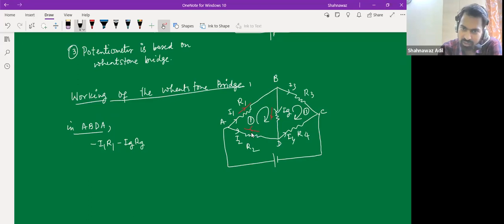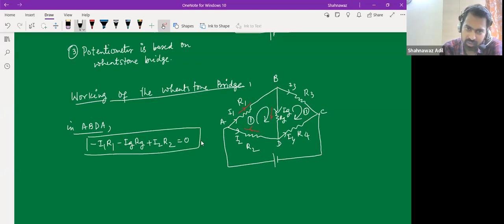Okay, now in this one, plus I2 R2. Then it is equal to zero. This is the first equation. And Mariam, quickly, we have different things.